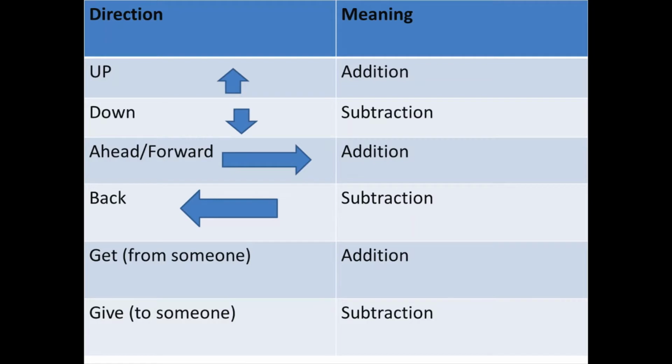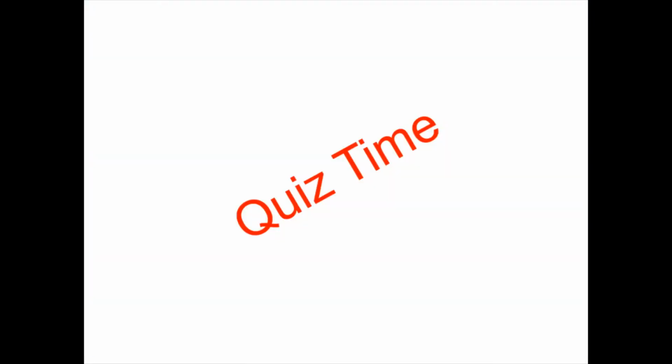Okay, so we understood the addition and subtraction for various directions and getting the things or giving the things to someone. Okay, now there's a small quiz time. Okay, so just play this quiz. We have an aeroplane. Okay, Rishika is the pilot of this aeroplane. Okay, and Rishika can fly this aeroplane up, down, going ahead or going back.